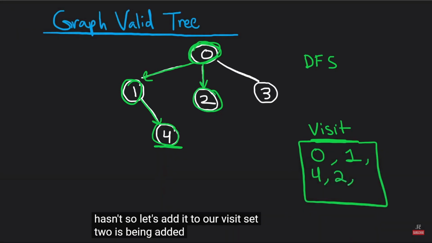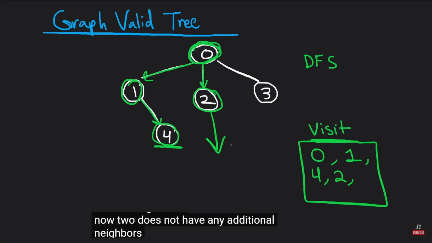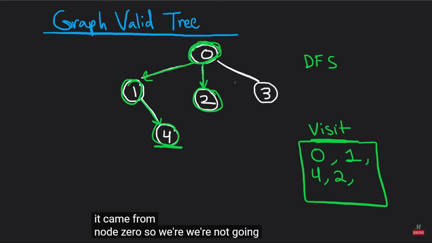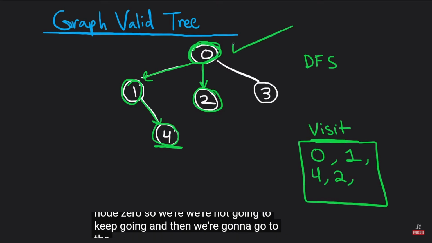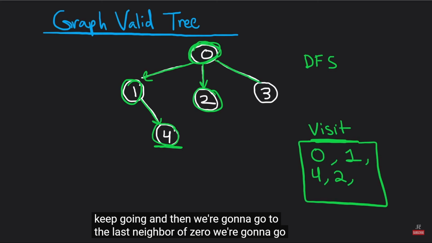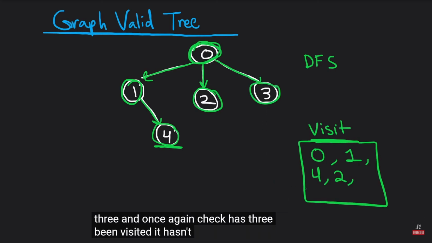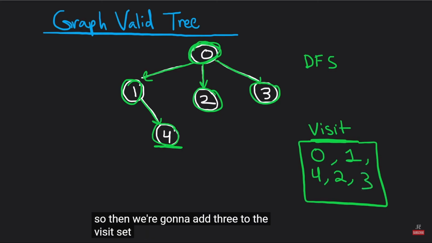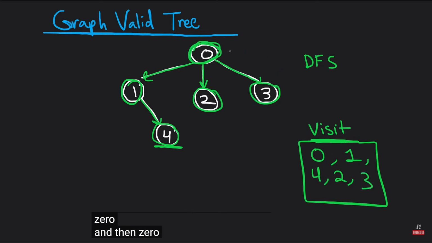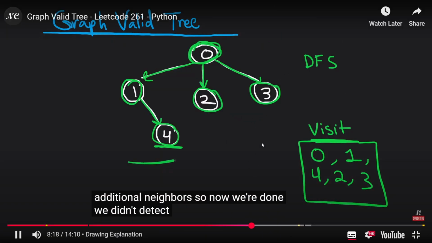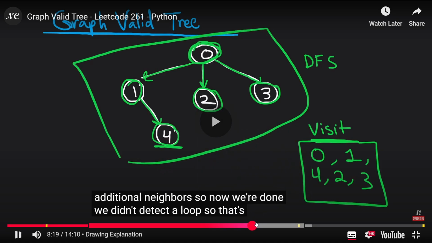2 is being added. Now 2 does not have any additional neighbors. It only has that neighbor that it came from, node 0, so we're not going to keep going. And then we're going to go to the last neighbor of 0. We're going to go down to 3, and once again, check, has 3 been visited? It hasn't, so then we're going to add 3 to the visit set. Then we're going to go back to 0, and then 0 does not have any additional neighbors, so now we're done. We didn't detect a loop, so that's good.